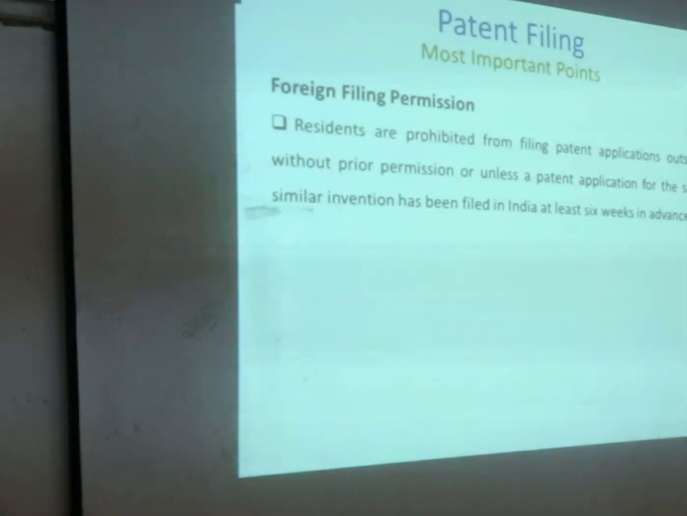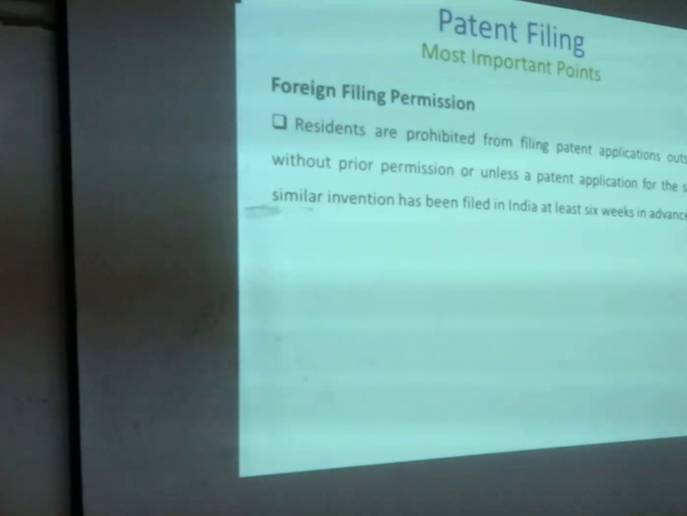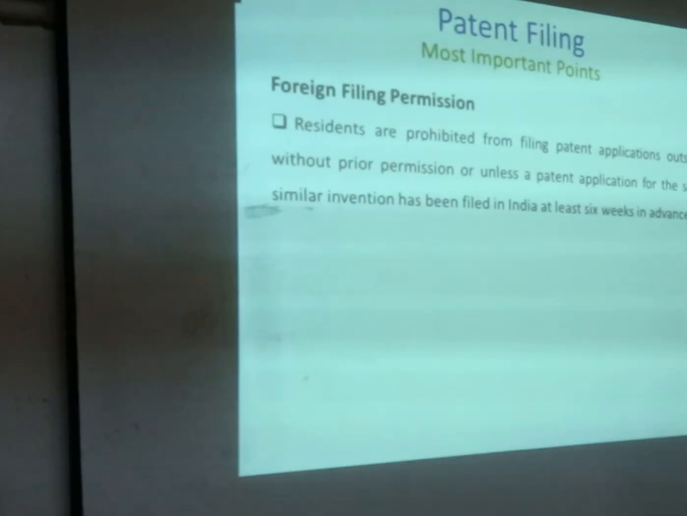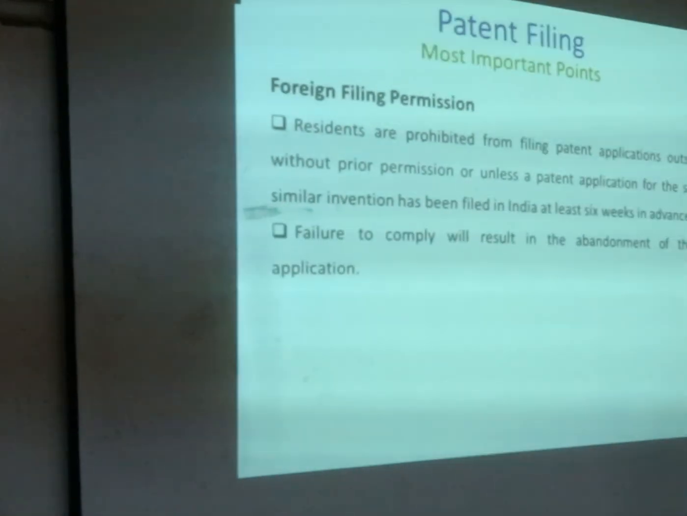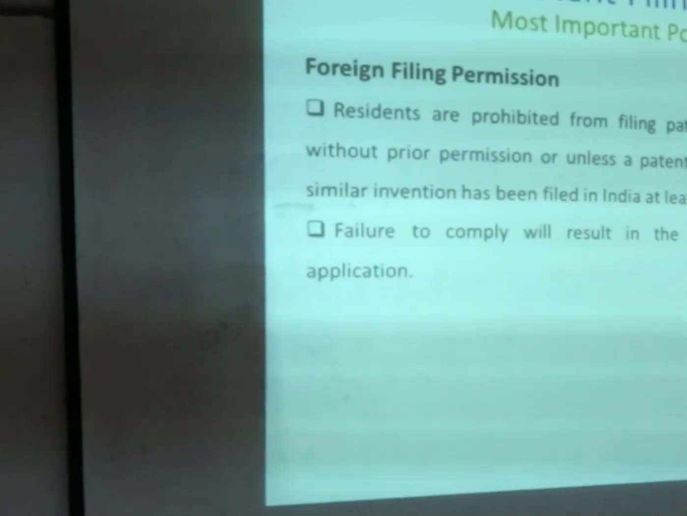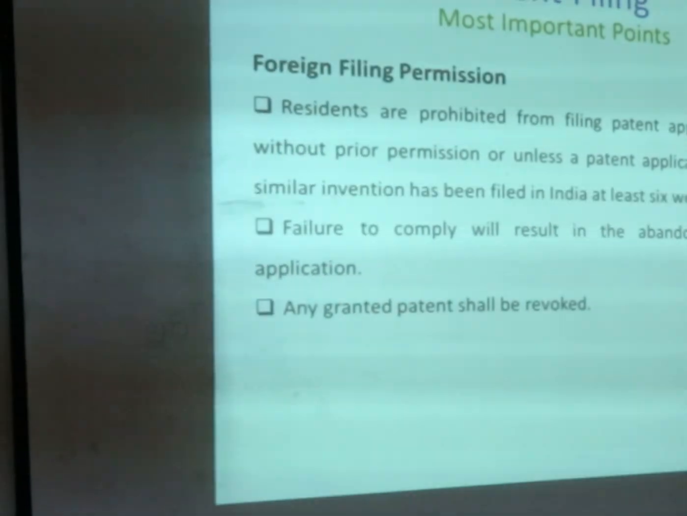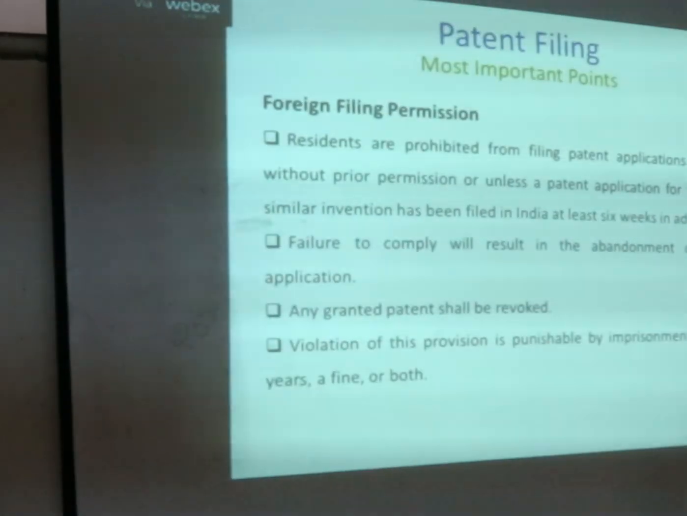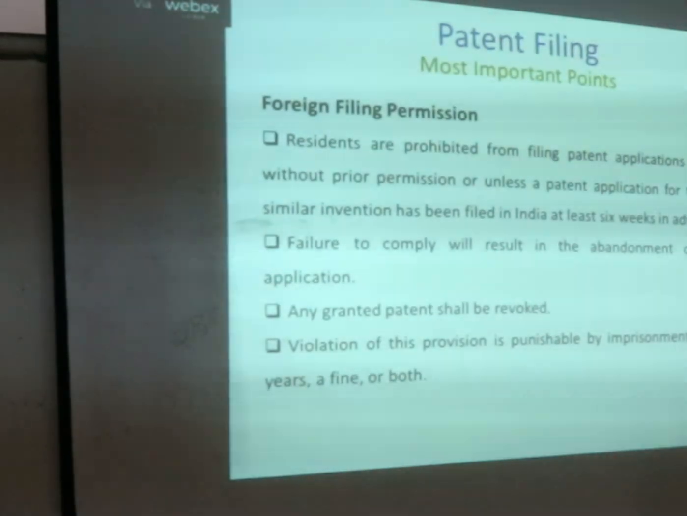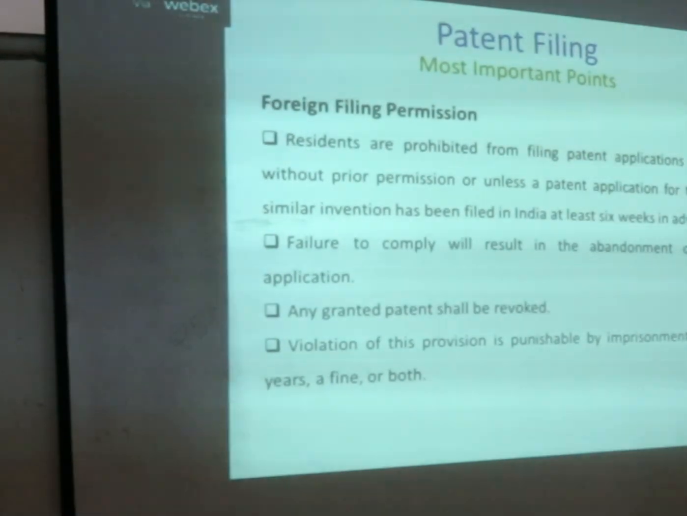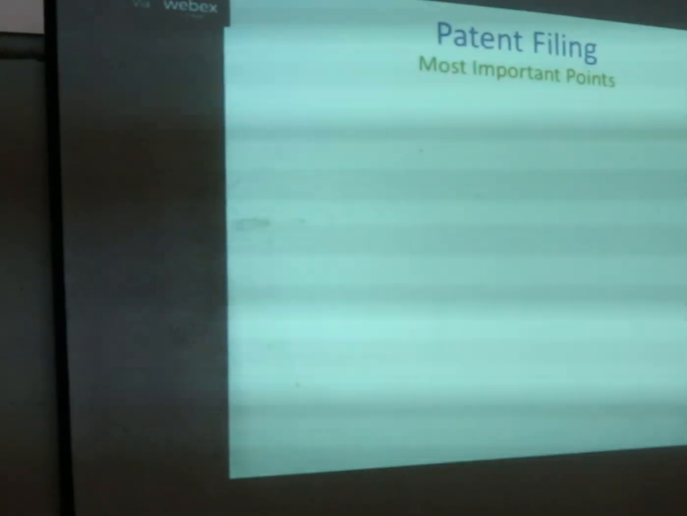Whenever you are filing your application in a foreign country, either file a patent application at least 6 weeks before, or you take permission from the patent office. Otherwise, if you have a patent application, that application will be abandoned, or if you have a patent granted, that will be revoked. Keep it in mind.